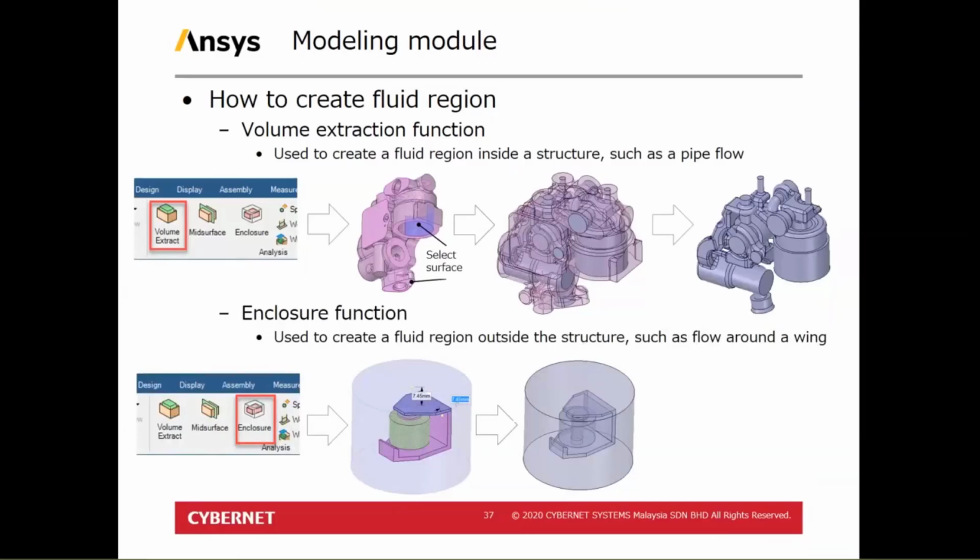This is one of the functions that is useful for CFD analysis. If you want to get the internal region of some geometry, you can use the volume extraction function. And if you want to get the outer region around some geometry, you can use the enclosure function. Okay.